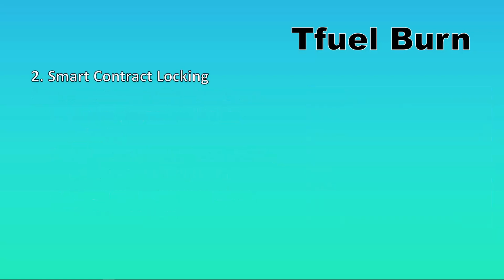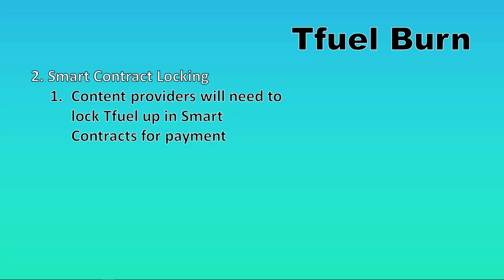The second aspect to the T-fuel burn is smart contract locking. What they're attempting to do is remove T-fuel from circulation. Content providers are going to need to lock up T-fuel in a smart contract to make their payment. So if you are a content provider and you want to use the Theta network, you have to pay all the T-fuel up front, locked up in a smart contract that will then divvy out that T-fuel on an as-needed basis. This locks up more of the T-fuel and prevents it from being liquidated, meaning those tokens aren't available to go out into the market and someone just sell it and drop the price of T-fuel.